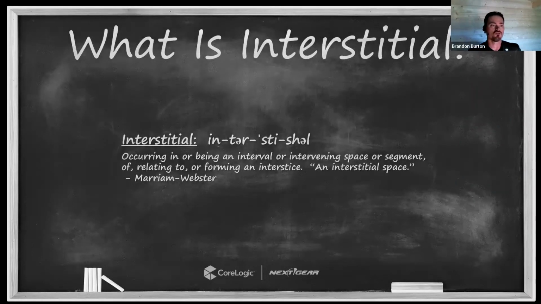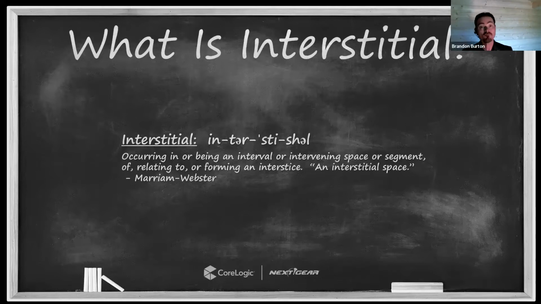The word interstitial is used in a lot of different industries in different ways. In the water damage mitigation space, when we say interstitial cavity or interstitial void or interstitial at large within the environment, we're talking about a space or a segment or an area that is occurring between or is an interval between two different spaces and forms its own independent space.